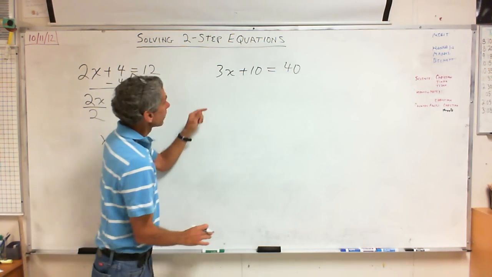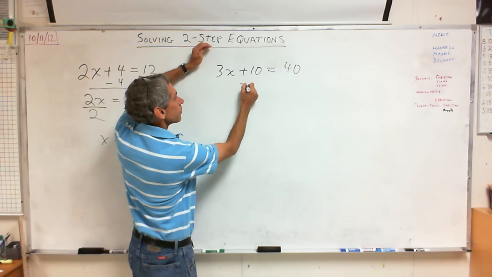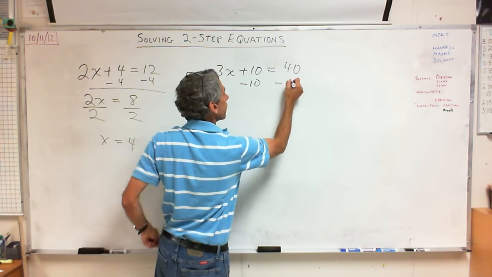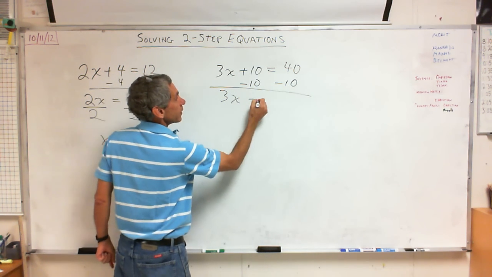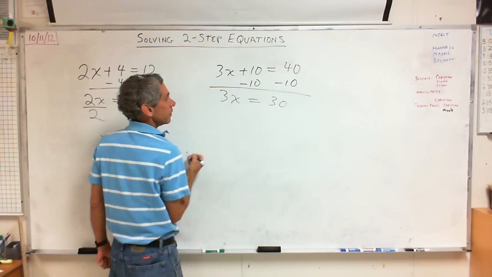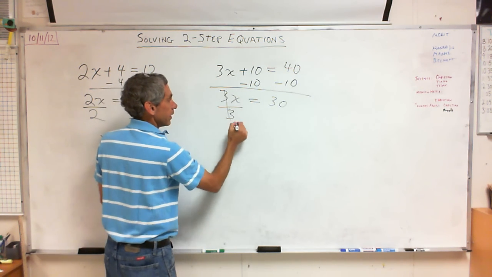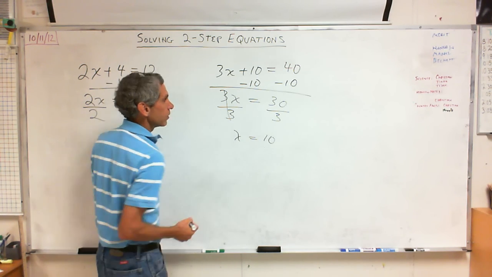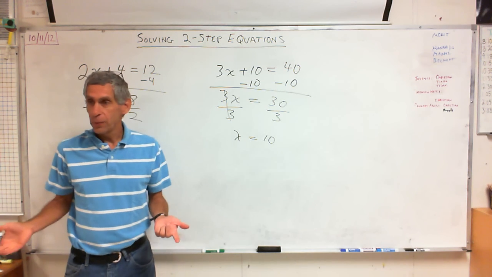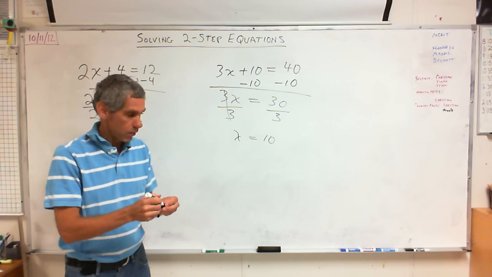Always do it just like a one-step. Get rid of that 10 first. Subtract the 10. Draw your line. This now is 3x is equal to 30. Now what? Divide by 3. Those cross out. x is equal to 10. Good job. Piece of cake, right? It's so simple.